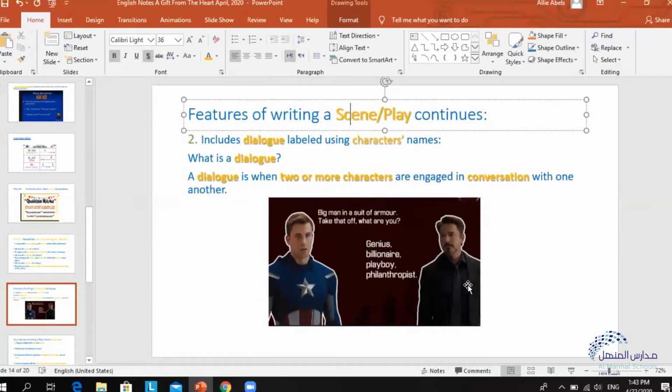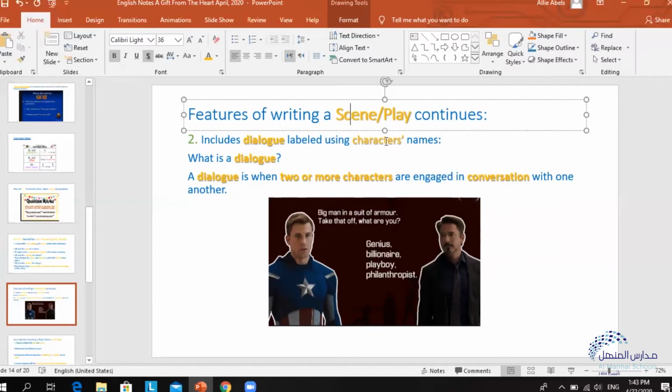Captain America is saying, "Big man in a suit of armor, take that off. What are you?" Then Mr. Stark replies and he says, "I am a genius, I am a billionaire, and I am a philanthropist." So when characters in your story speak to one another, have a conversation with one another, that is basically a dialogue.